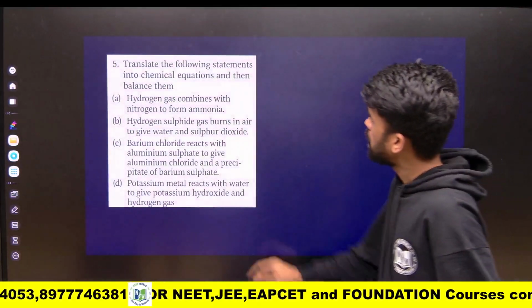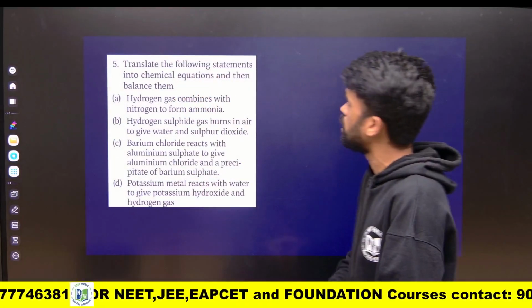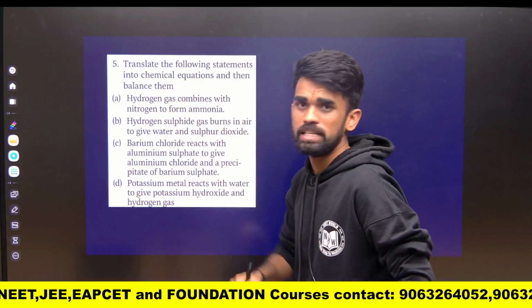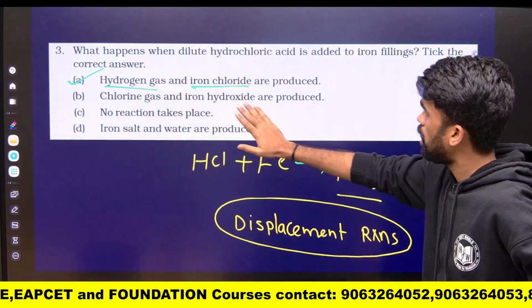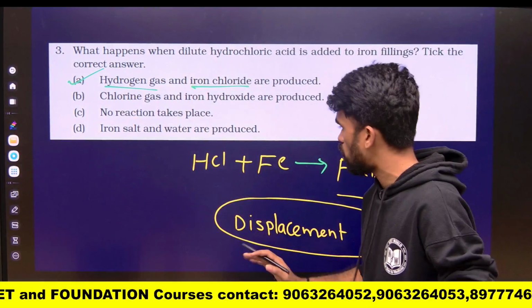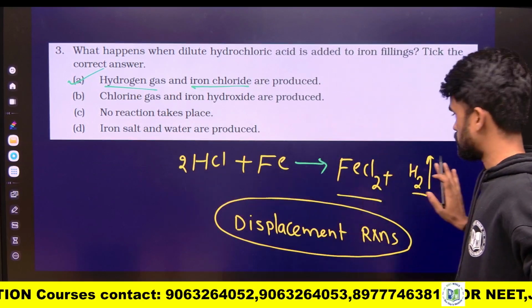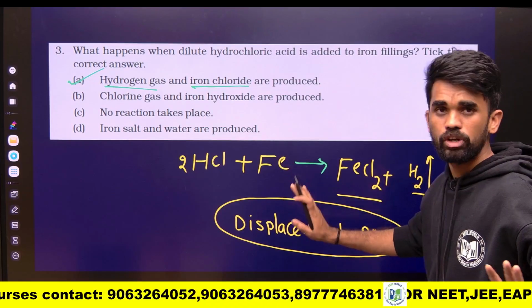Let's go further. Translate the following statement into chemical equations and then balance them. See here, I have just written the normal equation. So how do we balance? Here 2 chlorines are required, meaning if I take 2 HCl, the equation is balanced. This is how you need to balance.